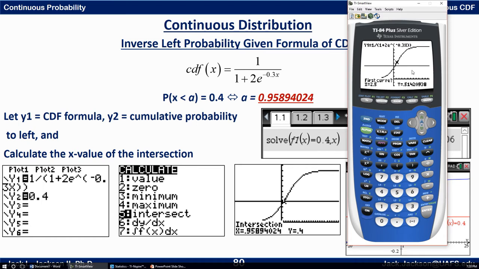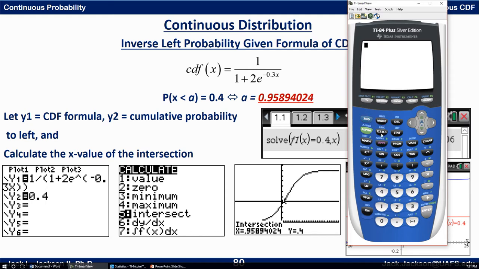Now, the calculator could have up to 10 different graphs going at once, and it has to have only 2 graphs for this process, so it's going to ask us which curves. Up and down switches between curves, left or right switches within the curve. So have your curve on the CDF curve first, hit enter, go to the horizontal line, hit enter, then it asks us for a guess. Use your arrow keys to get it as close as you can get to where it looks like they cross, and then hit enter. And it's going to come back with the y value of 0.4 that we knew, and it's going to come back with the corresponding x value right there.